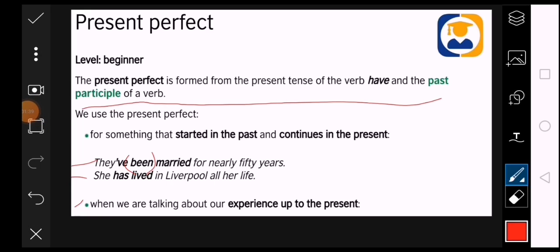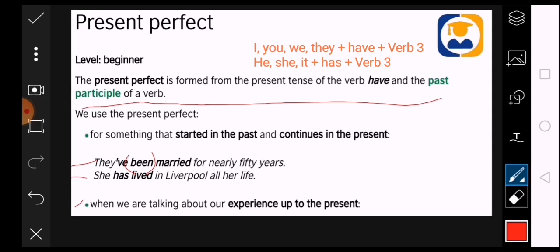When you hear present perfect, you should remember two words, have and has. Have, we put it after the plural pronoun. For example, I, you, we, they, plus have plus verb 3. While has, we use it with the singular pronoun. For example, he, she, it, plus has plus verb 3. So this is the rule of the present perfect in affirmative.